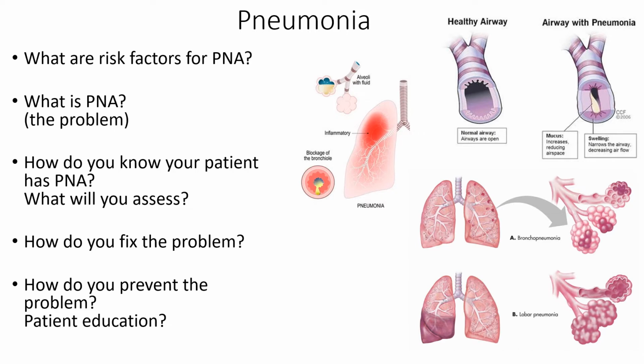So how do we fix this problem? I know. High Fowler's, you guys always tell me that, right? Oxygen, yep, because you said that they would have a decreased O2 sat. Breathing treatment, what kind of breathing treatment do we want to do? Okay, well, if we have inflammation, we could do an inhaled corticosteroid. Very good. What else could we do?